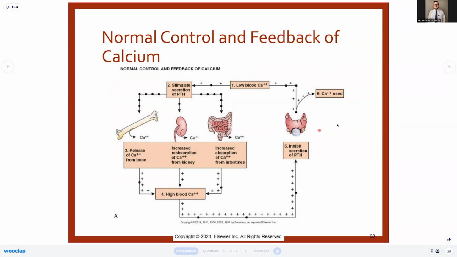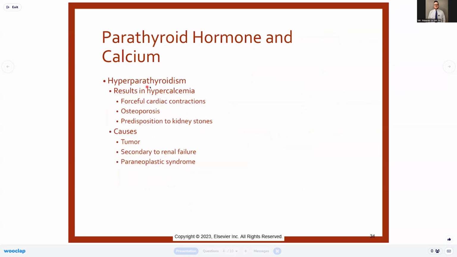If for some reason we add too much calcium, we had, say, a tumor, right? A tumor on the parathyroid gland acting like a parathyroid gland and secreting way too much PTH, that's going to raise our blood calcium levels up. And that would result in hypercalcemia.